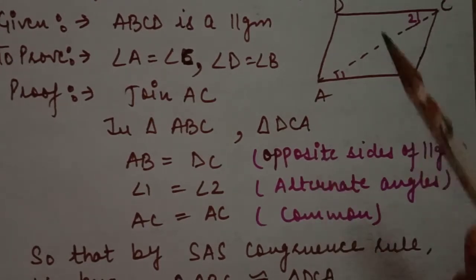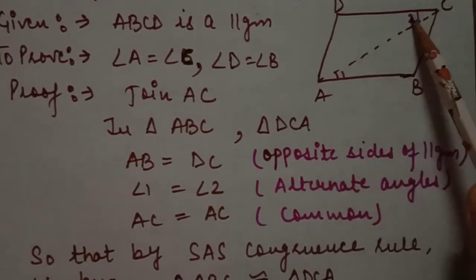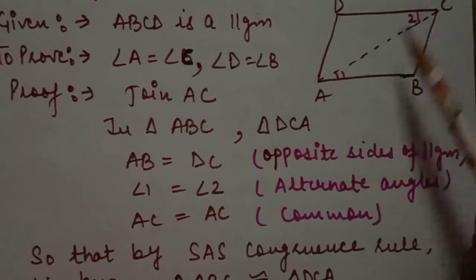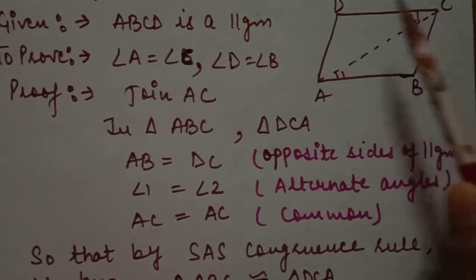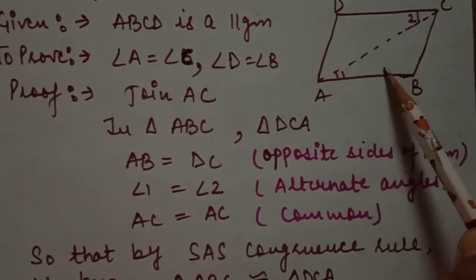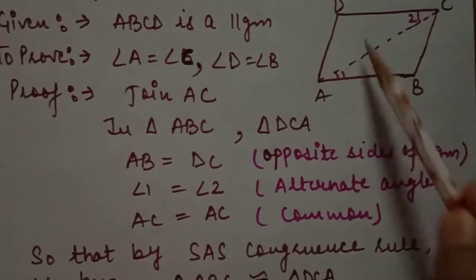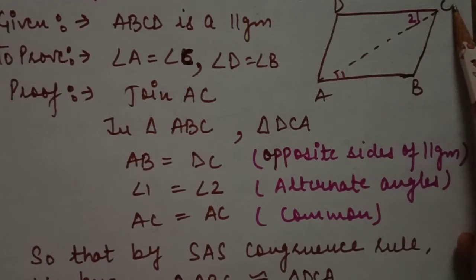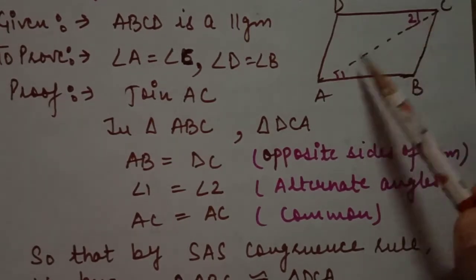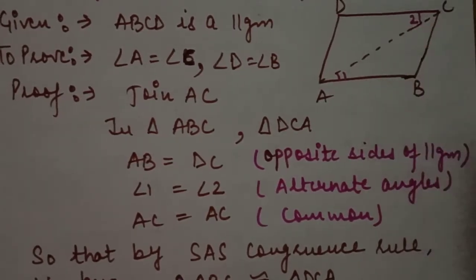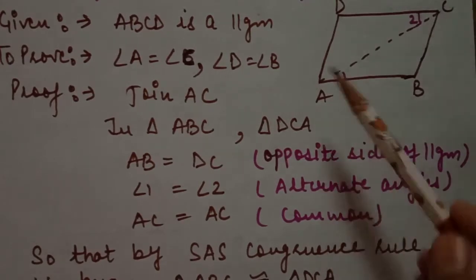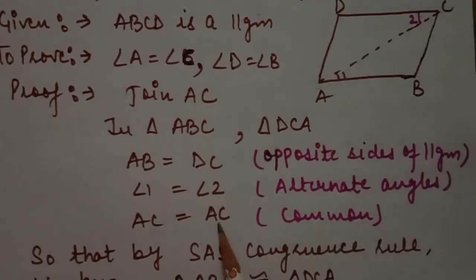So students, angle 1 and angle 2 are also equal to each other because they are a pair of alternate interior angles. Because ABCD is a parallelogram, it is given, then definitely these two sides are parallel as well as equal. If these two sides are parallel, then AC is a transversal for them. So angle 1 and angle 2 are equal by alternate interior angles. AC is common, AC is equal to AC.